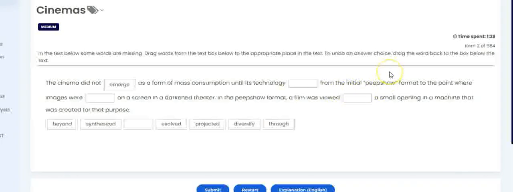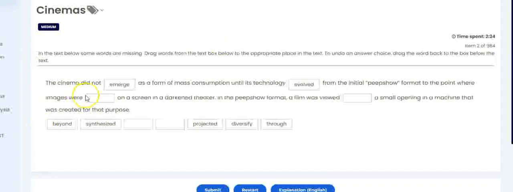So from the initial peep show, earlier there was very less developed technology, and now technology has been evolved, right? We say initial peep show format to the point where images were, so it could be your ing form or third form. Why would I say the ed form? Because here the sentence is in passive voice: images were dash on a screen. Which are the ed forms, synthesized, projected? So these two. In general terms, if you make some presentation on your screen, you need to project it, right, on the screen.